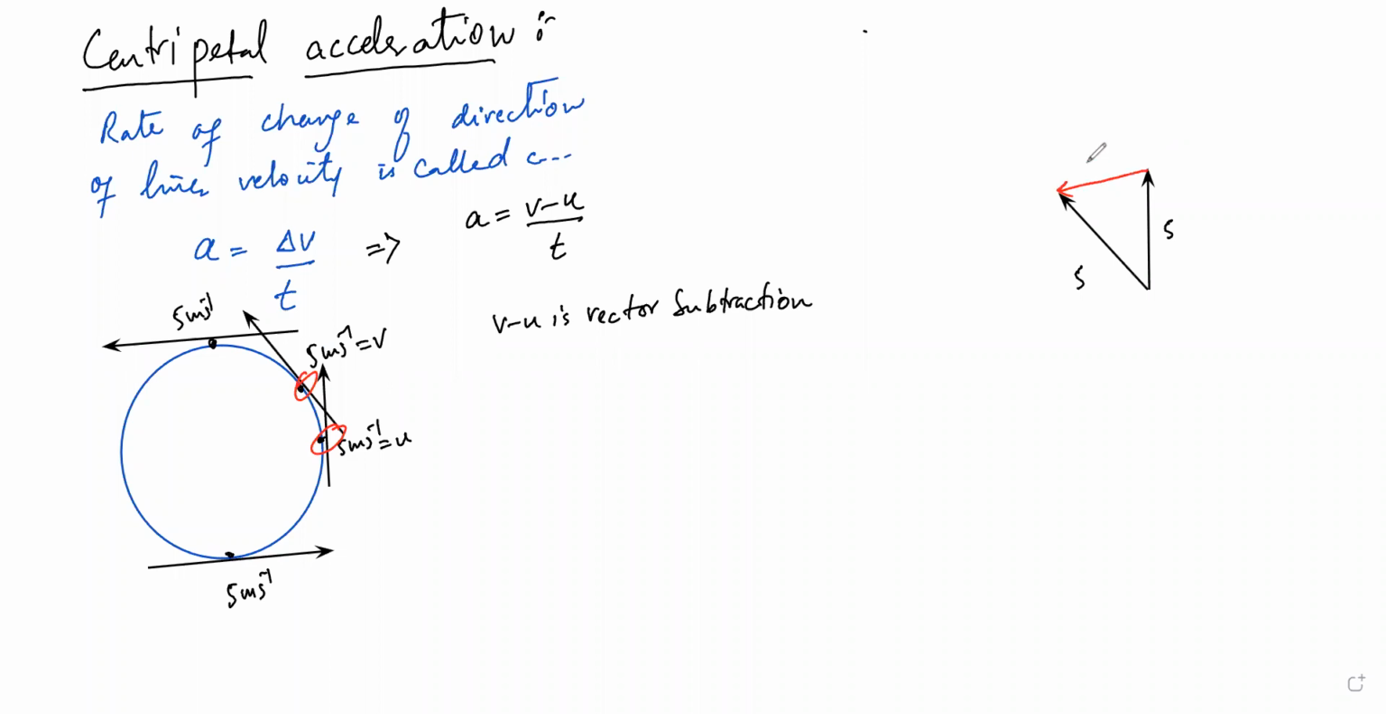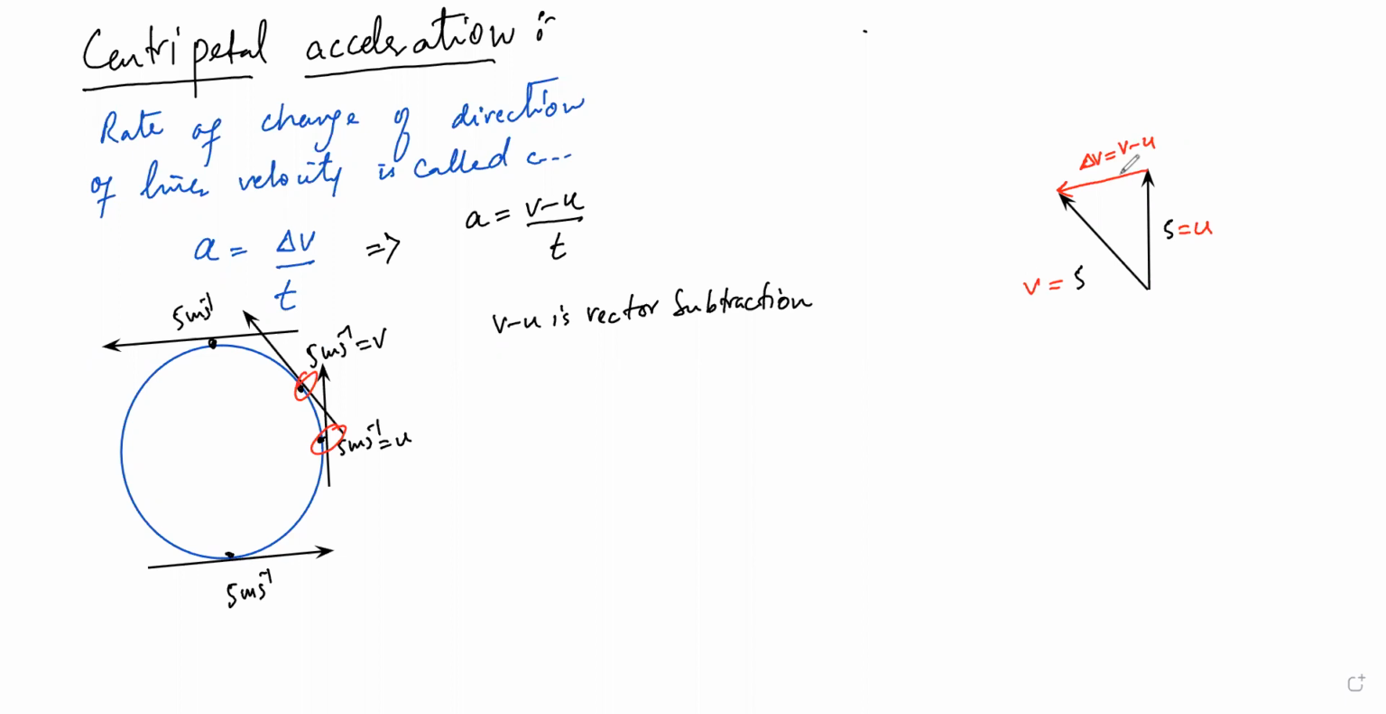This is delta V, or V minus U. This is your U, this is your V, and this is V minus U. So look at this vector. This is the importance of vector subtraction and vector addition that you did in your AS. Without vectors, you cannot find out the acceleration here.